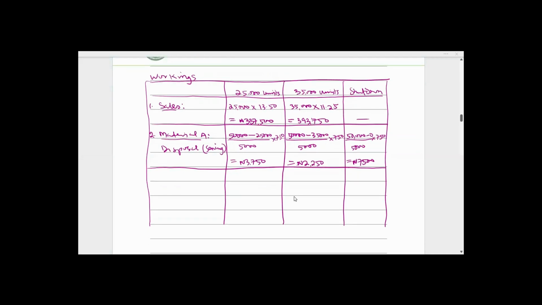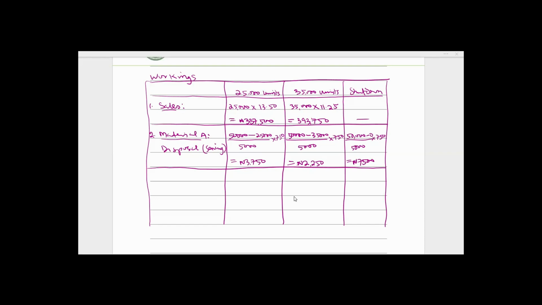Next item. So remember what I told you. Whenever you are solving a question, you always have to state your assumption. So why didn't you take the original cost of 1.50 naira per kilogram of this material A? You need to state that as your assumption. When we get there, I will show you all of that. So let's move to the next one.